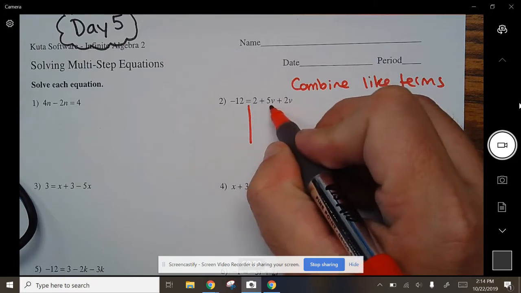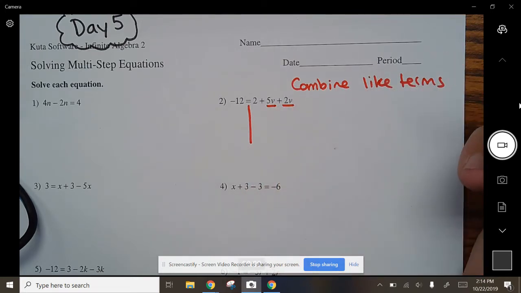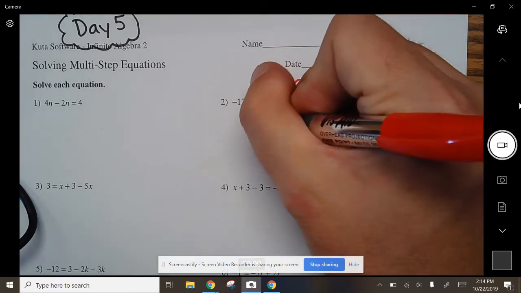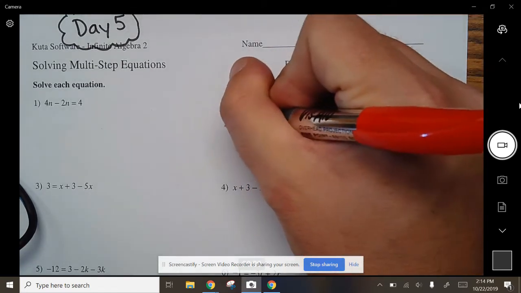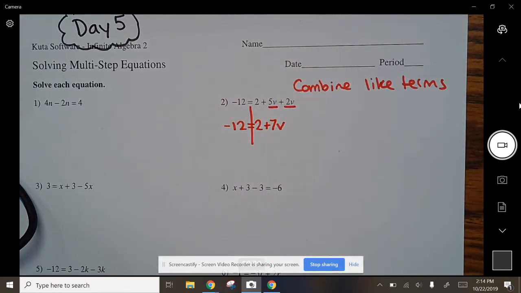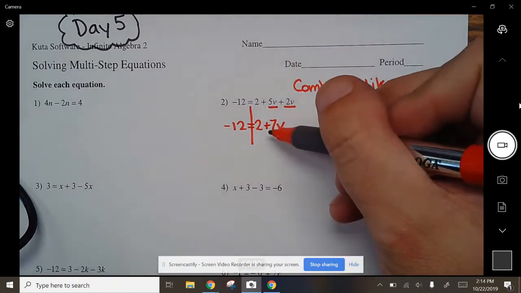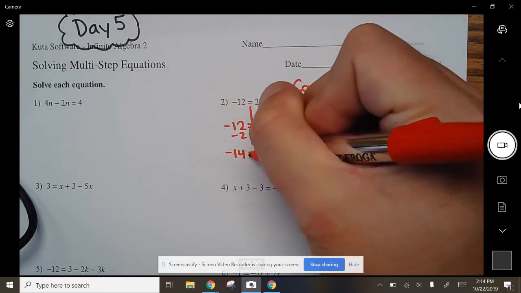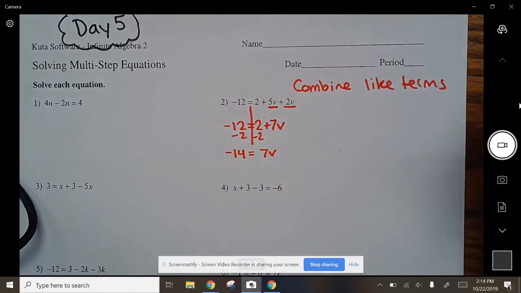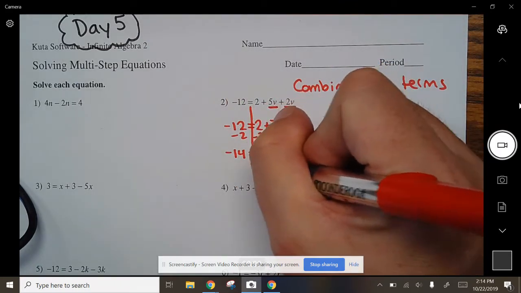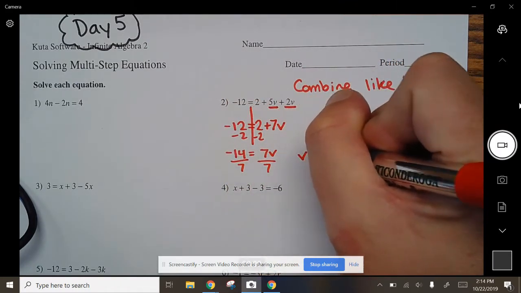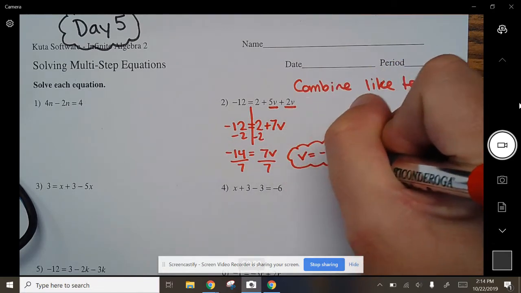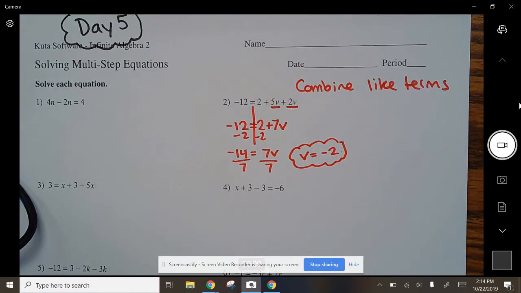So when I look on this side, is there anything I can combine? I can combine these two to get 5 plus 2 is 7v. 2 plus 7v, and this is going to be negative 12. Now that I have this combined, I can go ahead and subtract 2 from both sides. Negative 14 equals 7v, and then divide by 7 on both sides. V equals, 7 into 14 is twice, but there's a negative. All right, negative 2. Okay.